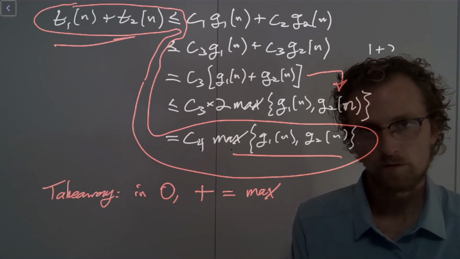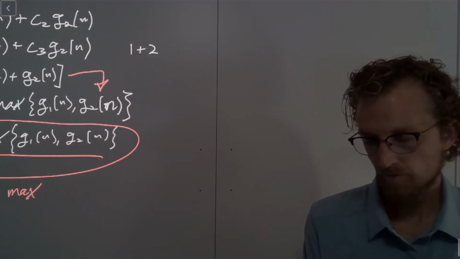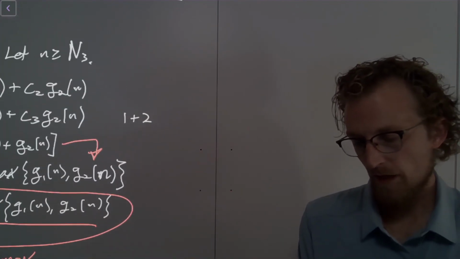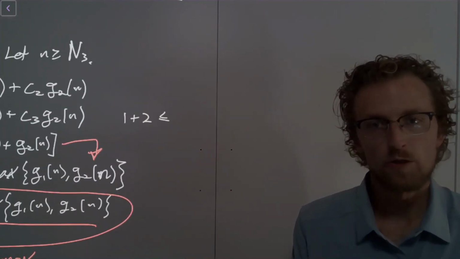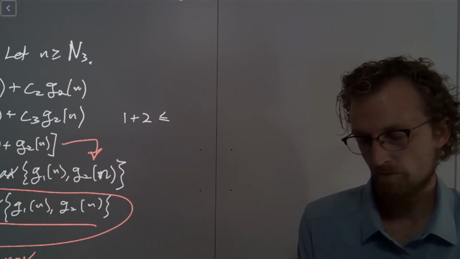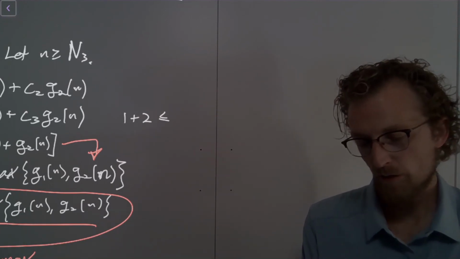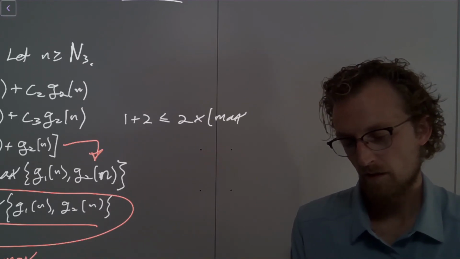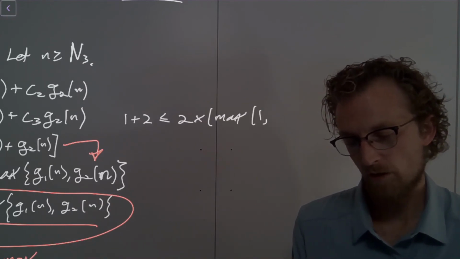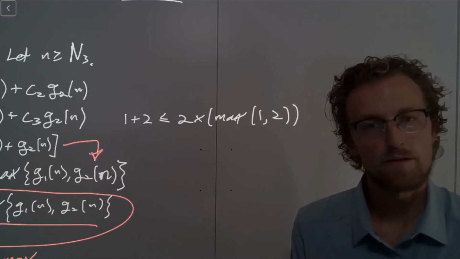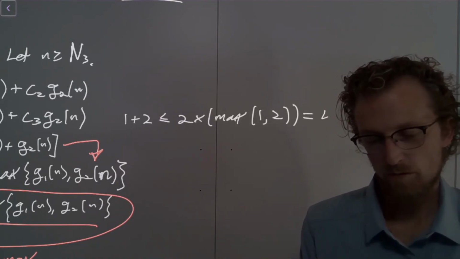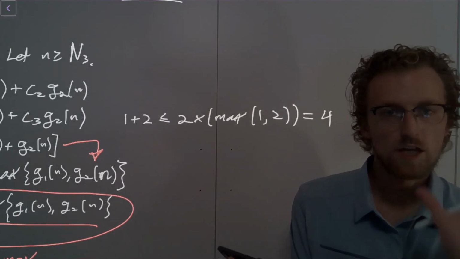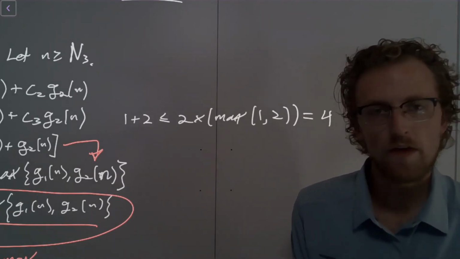But if I have 1 plus 2, this has to be less than or equal to twice the largest of them, right? This has to be less than or equal to 2 times max of 1 and 2, right? Which of course equals 4. Right? So this is the numbers answer to why that inequality holds.